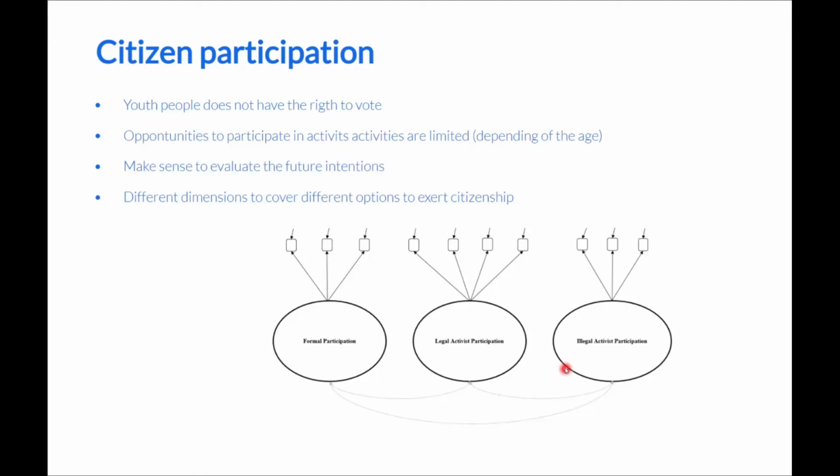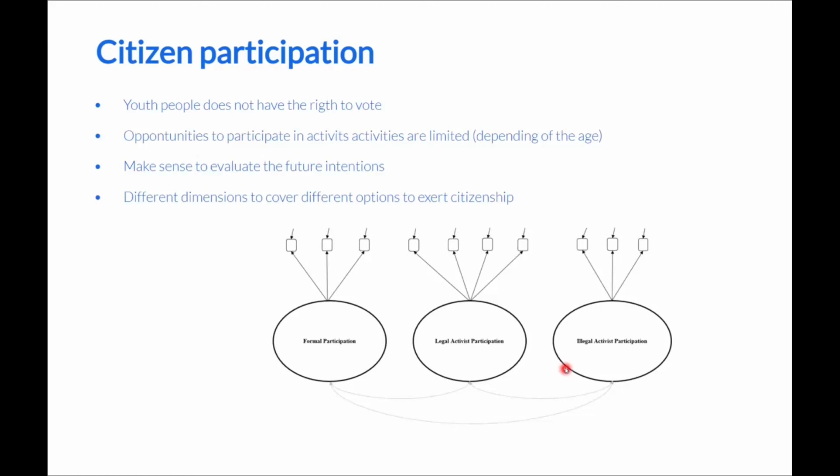For example, young people, your students, don't have the right to vote. Because of that, it's very difficult to measure formal participation in young people, people less than 18. In most countries the legal age to vote is 18. We have only some cases in which it's 16, and we have other cases in which it's 21, even today.